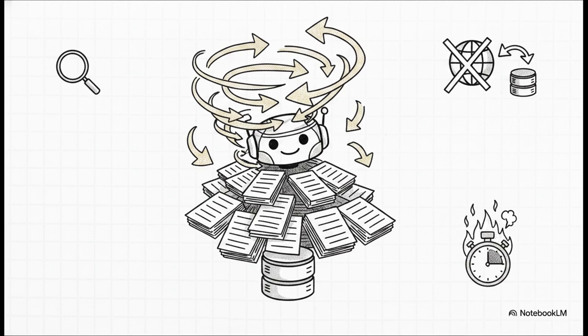You've got under-retrieval, where the system just totally misses the right document. You have hallucinated citations, where the AI just completely invents a source. Then there's state contamination and tool misrouting, which is when the agent inexplicably decides to use a web search when it really should have just queried a private SQL database.